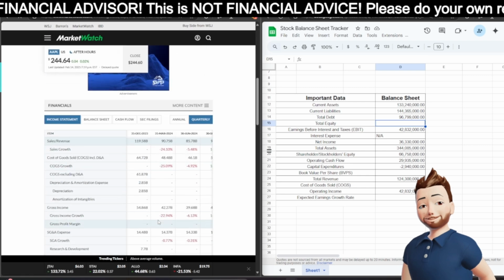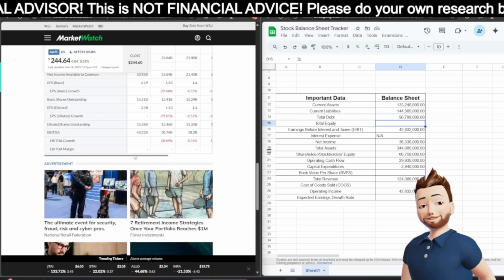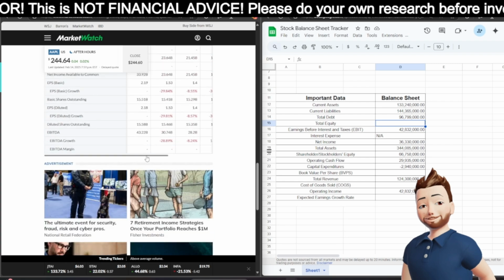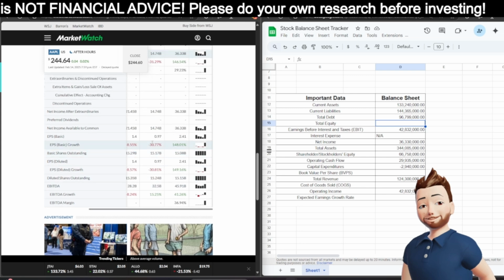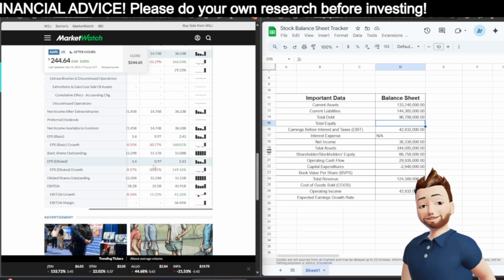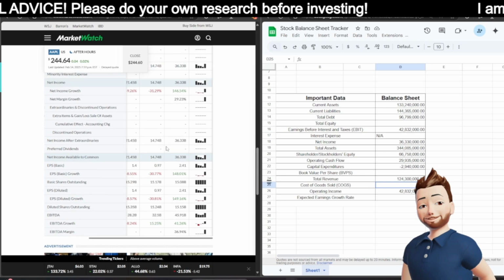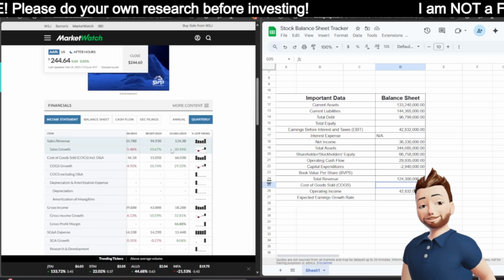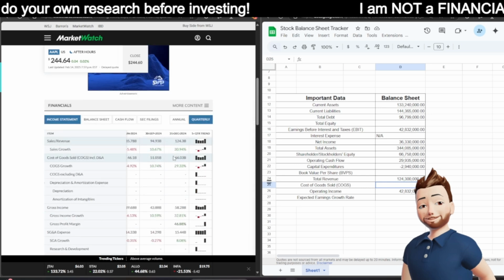I have to scroll down. Oh, is there even a scroll? Oh, there's a scroll bar down here. Perfect. So we've got cost of goods. Cost of goods, $66.03 billion.